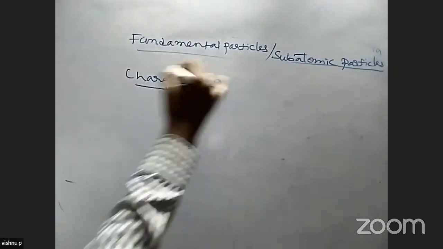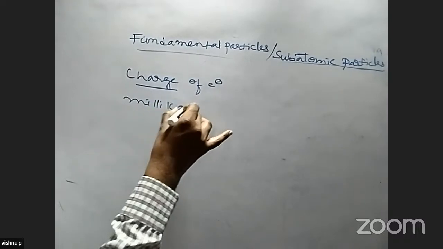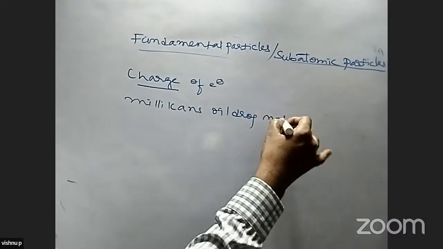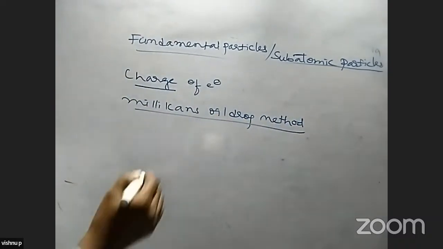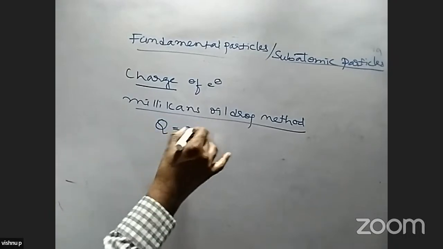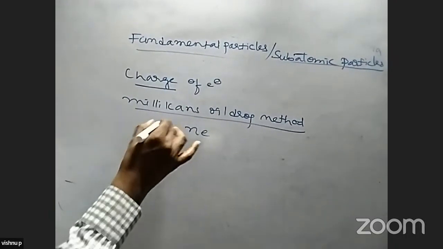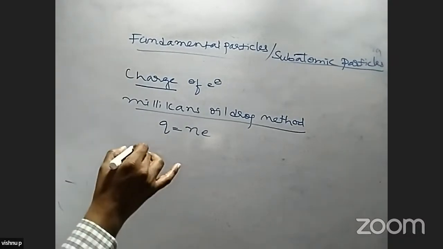Charge of electron is measured by one experiment that is called Millikan's oil drop method. According to the method, Q is equal to NV, where N is the number of electrons and Q is the charge of electron. So from this, the charge of electron is calculated.